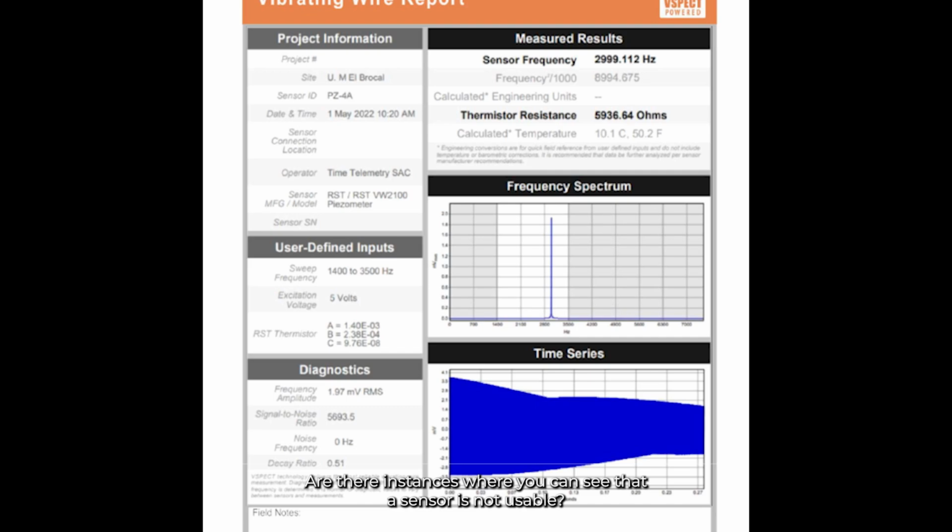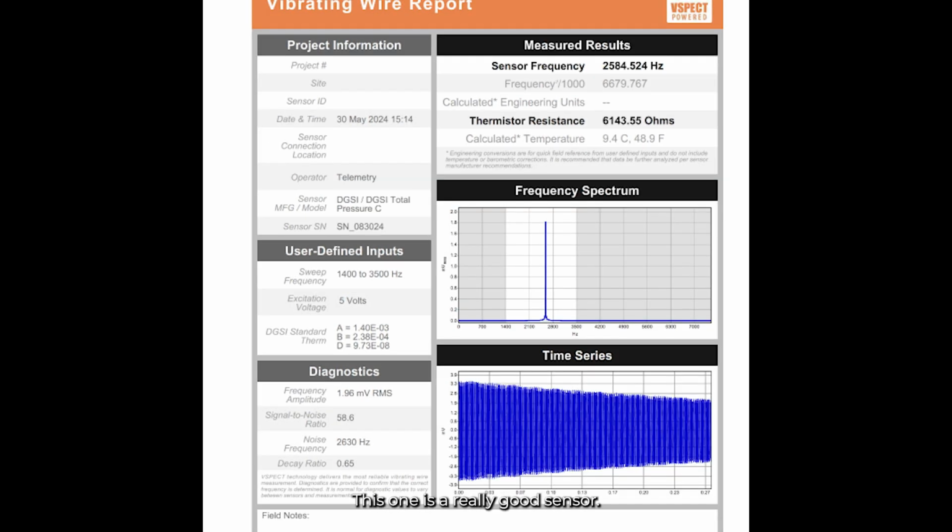Are there instances where you can see that a sensor is not usable? Yeah, and I've got some graphs a little bit further along. We'll show these to you here. This one is a really good sensor. The signal-to-noise ratio is a little bit lower than what we've seen.